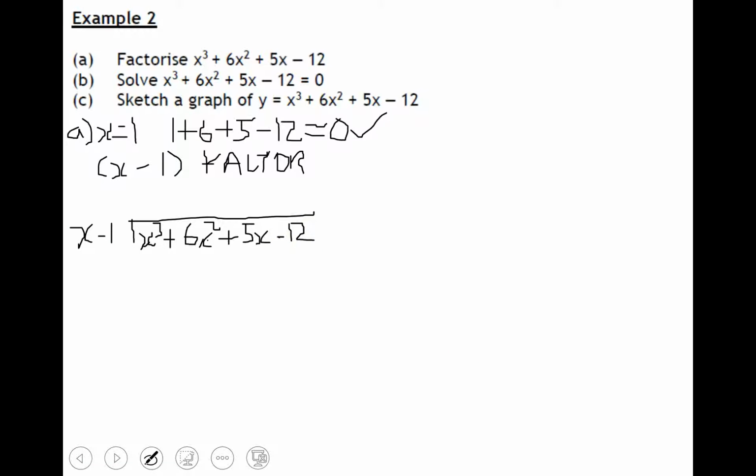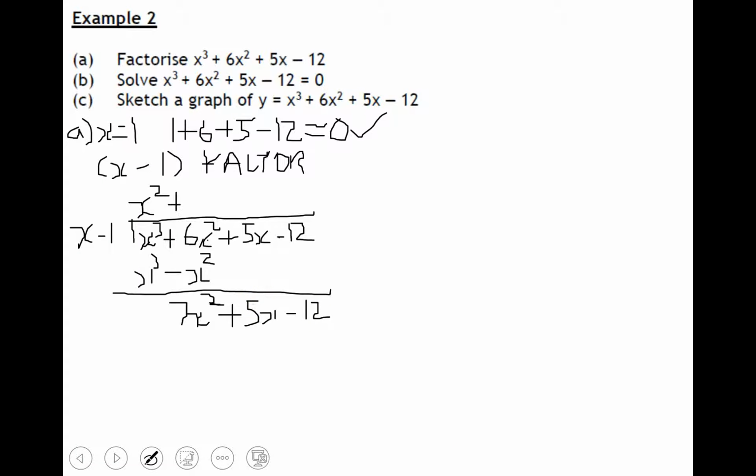So what do we multiply x by to get x cubed? x squared times x minus 1 gives x cubed minus x squared. Subtracting, x cubed minus x cubed cancels, 6x squared minus x squared is 7x squared. That's the 5x minus the 12. And what do we multiply x by to get 7x squared?